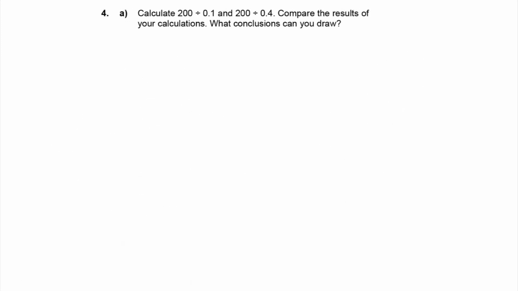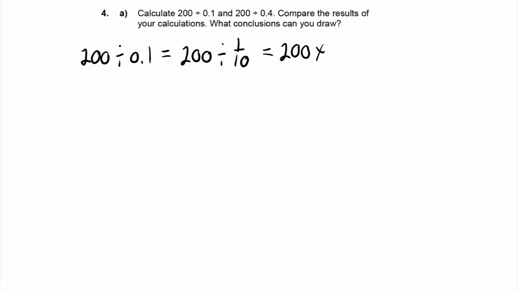Calculate 200 divided by 0.1 and 200 divided by 0.4 and compare the results of your calculations. What conclusions can you draw? 200 divided by 0.1 is the same as saying 200 divided by 1/10. But dividing by 1/10, I remember, is the same as saying 200 times 10. So that's very easy math to do. 200 times 10 is simply 2,000.